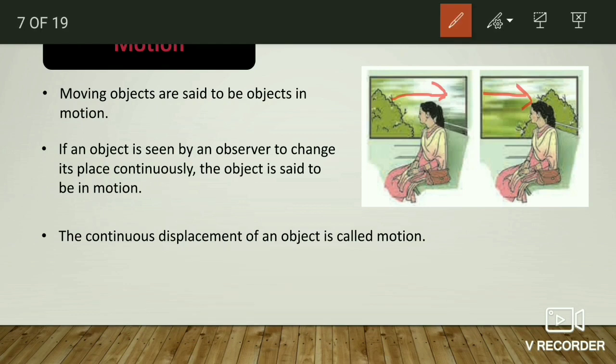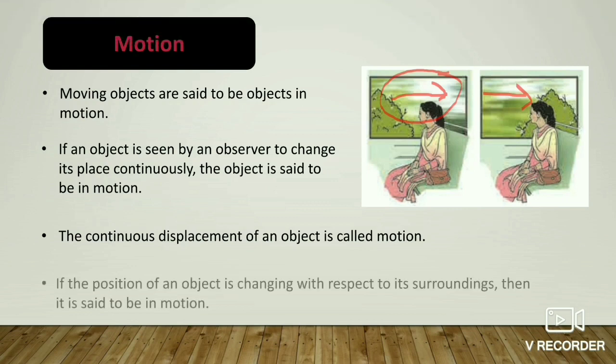Now here, trees are changing their position with respect to surrounding. So we can also say that if the position of an object is changing with respect to its surrounding, then it is said to be in motion.